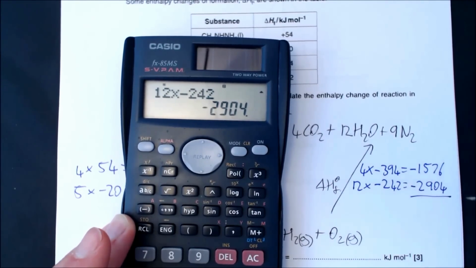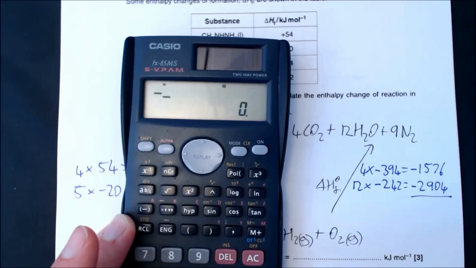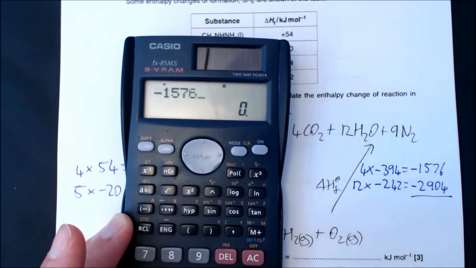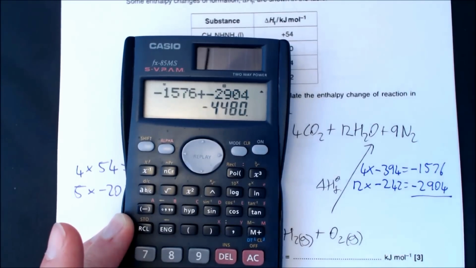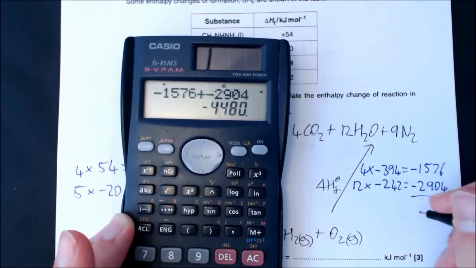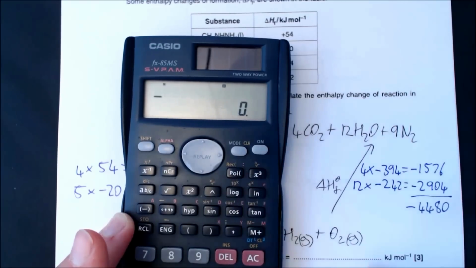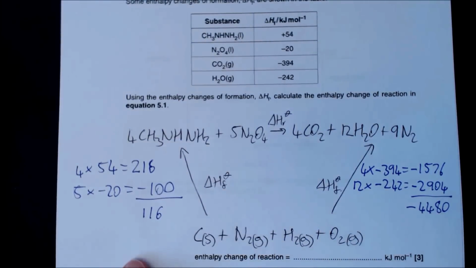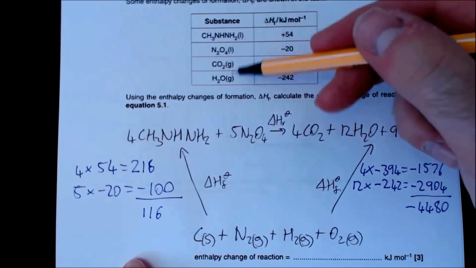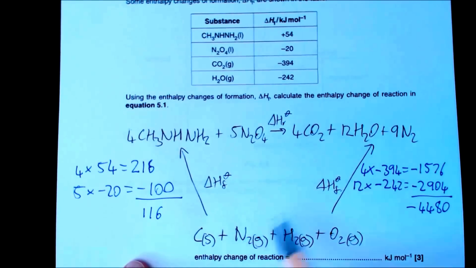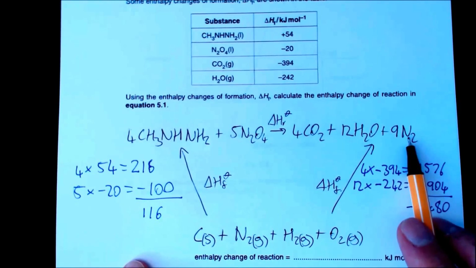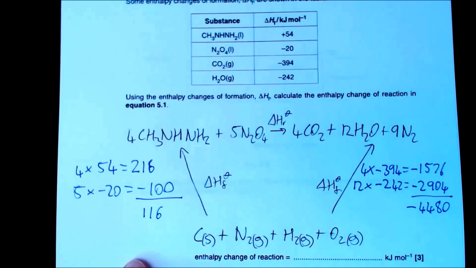Now if we add all of them up together, so it's minus 1576 plus minus 2904. That should give us minus 4480. Okay, so that's basically our totals. Now at the N2 one here, you can see we don't have any data for N2 because we're forming it. The elemental state, what we started with, isn't actually any different from there. So the enthalpy change is 0 for nitrogen.